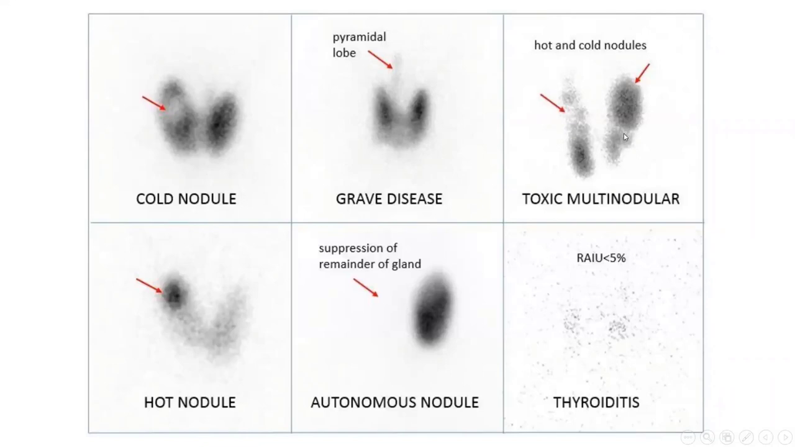And this is a toxic multinodular goiter. Don't forget that this is different from Graves disease. And this is a hot nodule. This is a toxic adenoma. And outside the nodule, there is low uptake.